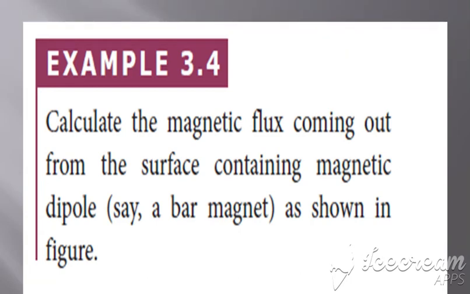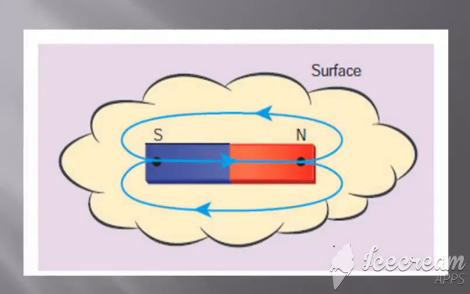Problem number 3.4. The question is, calculate the magnetic flux coming out of the surface which is containing the magnetic dipole as shown in the figure. Okay, so we have to find what? We have to find the magnetic flux. So consider this diagram. In this diagram we have a magnet which is enclosed in a surface.